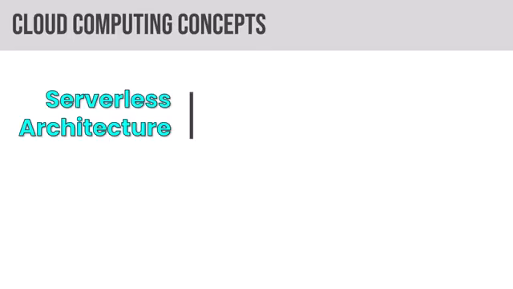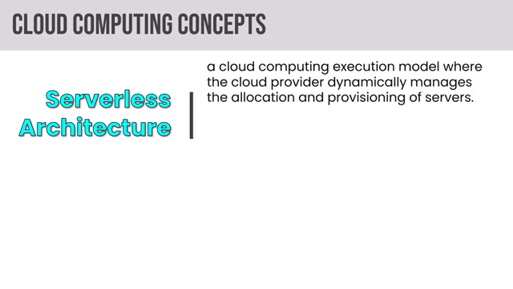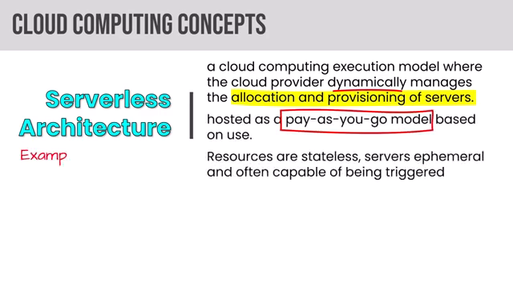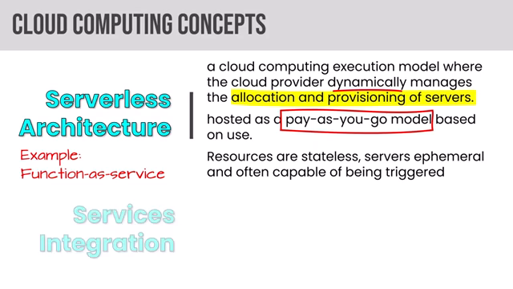So just talking through serverless architecture a bit further, it's a cloud computing execution model where the cloud provider dynamically manages the allocation and the provisioning of the servers. It's hosted on a pay-as-you-go model based on use. And the resources are stateless, servers ephemeral, and often capable of being triggered. Function as a service is a great example of serverless architecture. Azure Functions, for example. Or Amazon Lambda would be the equivalent on the AWS platform.